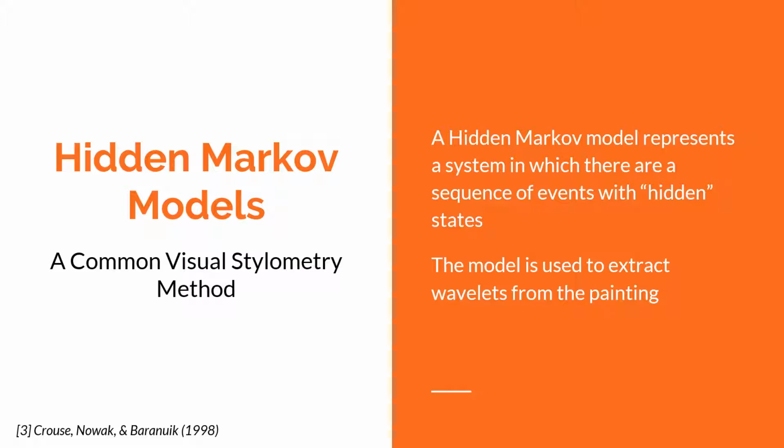However, the second person doesn't know which urn it came from. All they are seeing are these sequences of balls being pulled. They're able to look at what the ball is labeled as, but not which urn it came from. And this would be considered a hidden state. So after the researchers decide to use this model, essentially what it does is extract wavelets from the painting. And wavelets is kind of just a fancy term for a mathematical representation of a brush stroke.